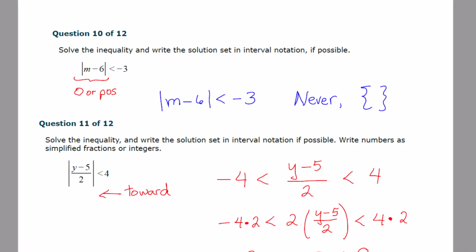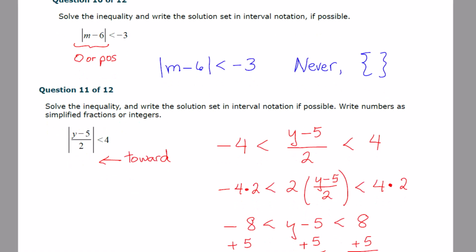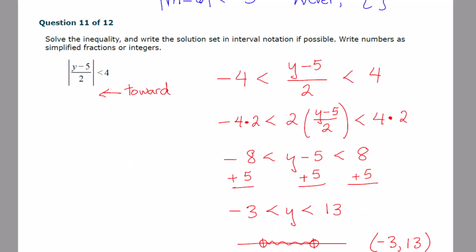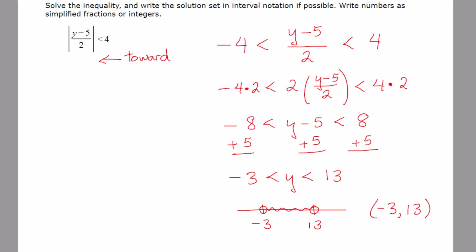Question 11 here. Let's see. Absolute value less than 4. Okay, the pointy part is pointing toward, so trap it in the middle, in between the number and its negative. I want to get the y part alone, so what will I do? I need to get rid of that 2. Well, to get rid of it, I need to multiply all the way through by 2. And when I do that, these 2's cancel. I will get, in the middle, a minus 8 and an 8.